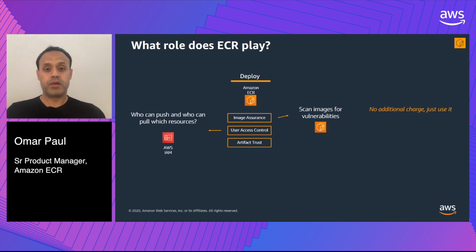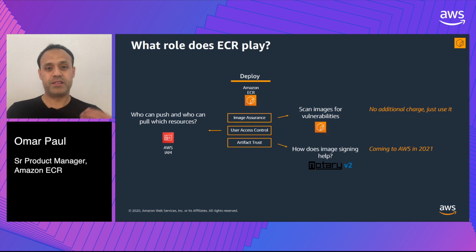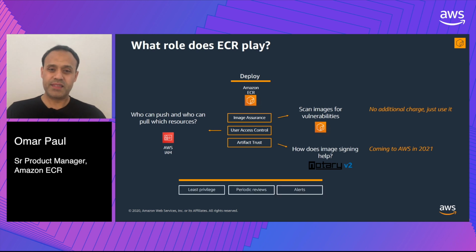Second, image assurance, right? Checking for vulnerabilities in your images to assure yourself that it's safe and secure to run, doing before deploying as well as during production, right? And third, artifact trust, which is signing of artifacts, right? And here I'll talk about the in-flight Notary v2 initiative that we have going on and what that means for image signing in ECR. But common to all of these is least privileges, periodic audits, and alerts.